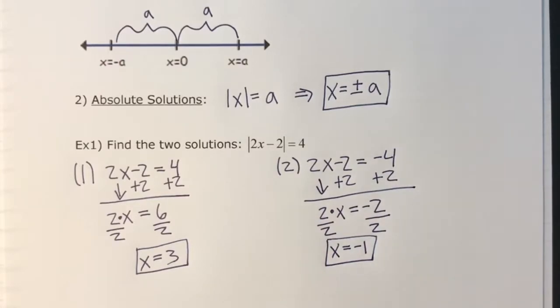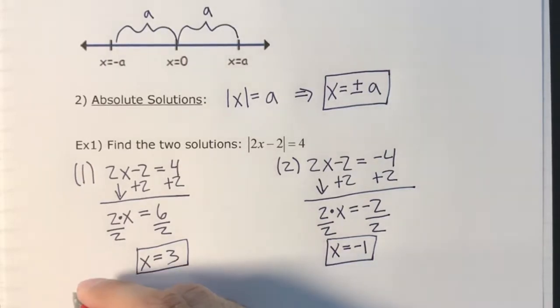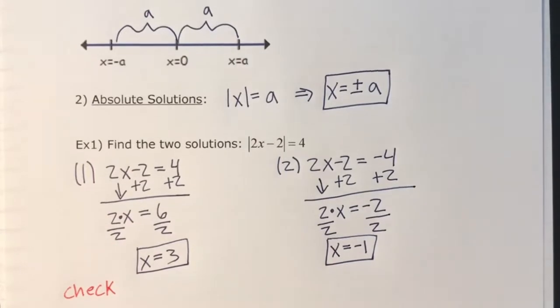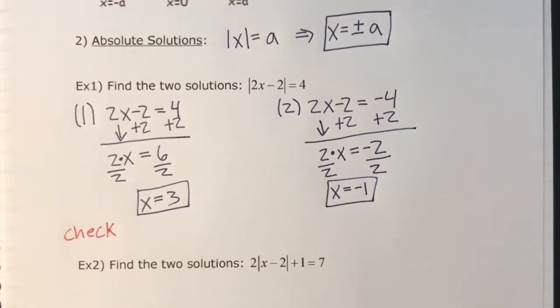Now, are we done? No. What we always have to do is check to make sure our work is correct. So we're going to substitute the 3 into that, and if it's true, then we're good. If it's not true, then we did something wrong, or it's not a solution. So let's check. I'm going to write it over. I'm going to use a different color. I'm going to use red. Let me bring this up a little bit. Check.